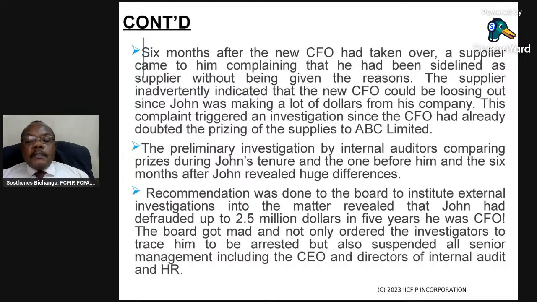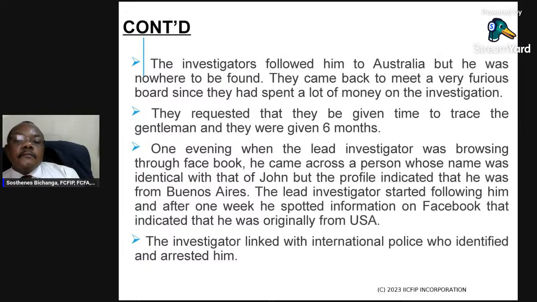The board got mad and not only ordered the investigators to trace him to be arrested, but also suspended all senior management, including the CEO and the directors of internal audit plus HR. The investigators followed him to Australia, but he was nowhere to be found. They came back to meet a very furious board since they had spent a lot of money on the investigation. They requested that they be given time to trace the gentleman, and they were given 6 months more.